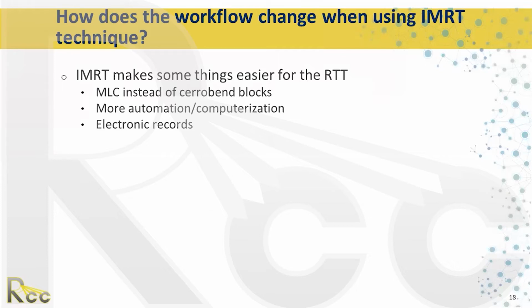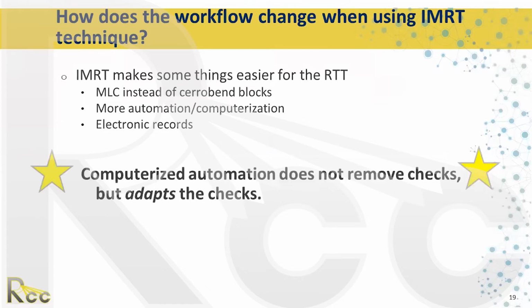I'm sure many of you have used those blocks and know how physical and draining that could be to go in and take them out and put them in. Also, there are a lot of things that are more automated and computerized, and we have electronic records. But we just want to emphasize that computerized automation does not remove checks, but adapts the checks. So we're still diligently checking everything. It's just not as physical. You're not typing the numbers in, and you're not manually putting these blocks in, but we are still making sure that our numbers are correct and that the MLCs are actually doing what they're supposed to be doing.